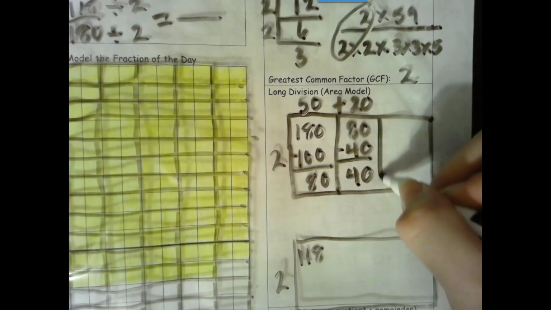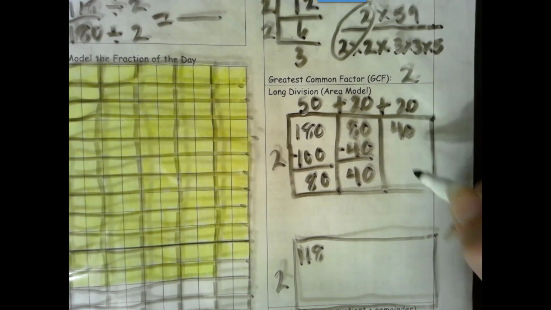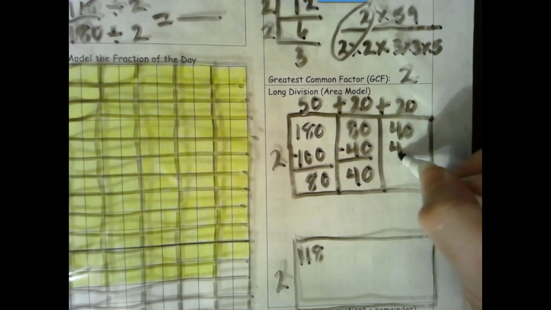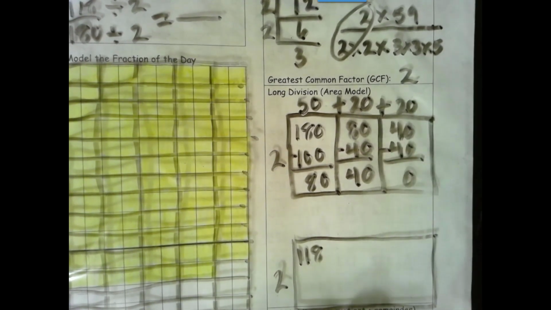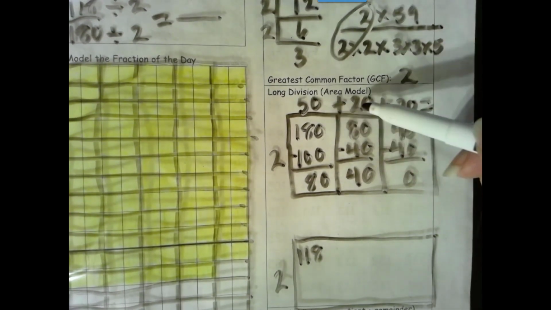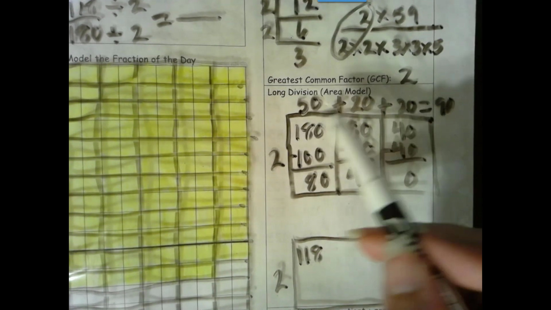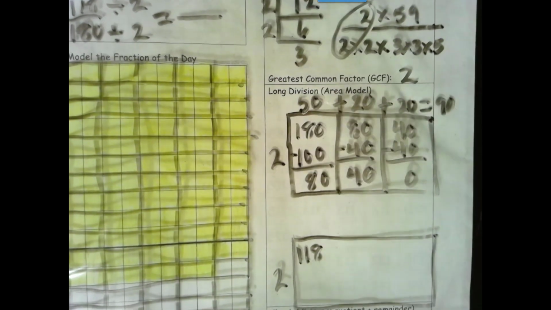More on top, no need to stop. Bring that 40 up here. Another group of 20. 20 times 2 is 40. Numbers the same, zeros the game. Add our partial quotients together, 50, 60, 70, 80, 90. So this side of the rectangle is 90 units, and 2 units.